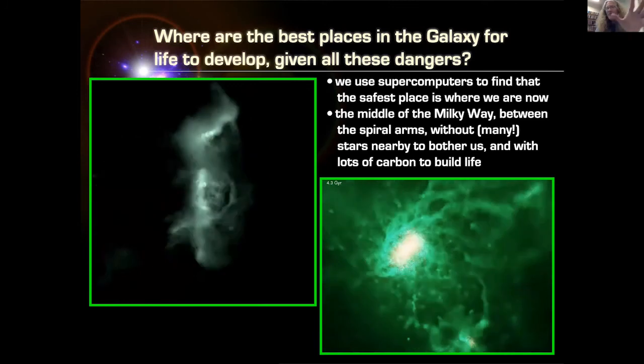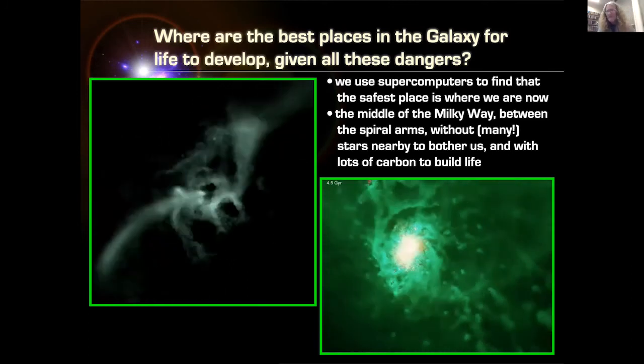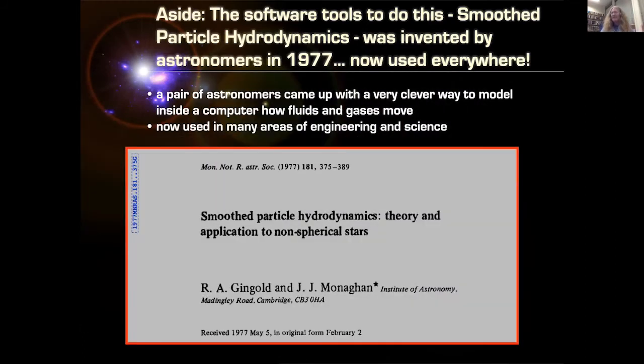The tools that we're using there, this hydrodynamics code of James's, is the same sort of fundamental code that was invented in the mid-70s, smooth particle hydrodynamics. It was used primarily for fundamental basic science. How does energy move from the center of a star to the outskirts? Much like our namesake here, Arthur Milne, was working on back in the pre-war days. It's the same technique that is now used in many different areas of engineering and science.